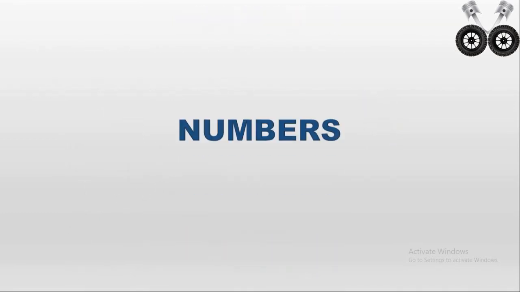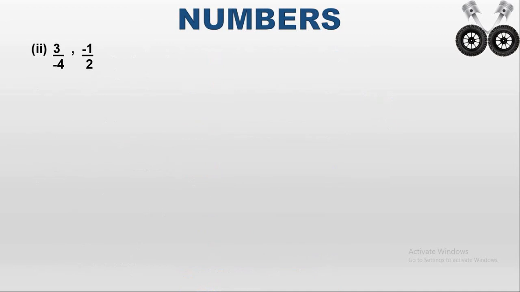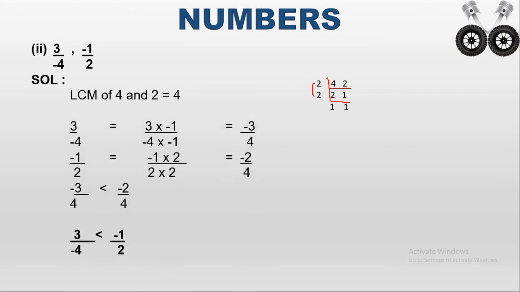And then subdivision 2: minus 3 by 4, comma, minus 1 by 2. Here also the denominators are different. We have to make the denominator the same. For that you have to find the LCM of 4 and 2. The common factor for 4 and 2 is 2, so 2 2s are 4, 1 2s are 2. Again the factor for 2 is 2 itself. Now the LCM for 4 and 2 is 2 into 2, 4. So the LCM for 4 and 2 is 4.